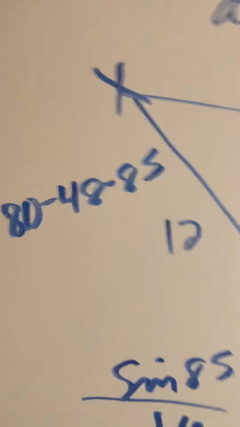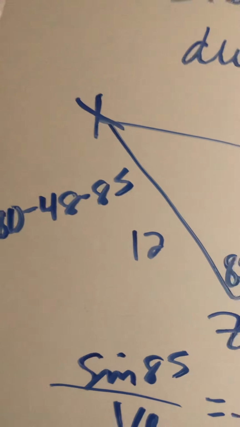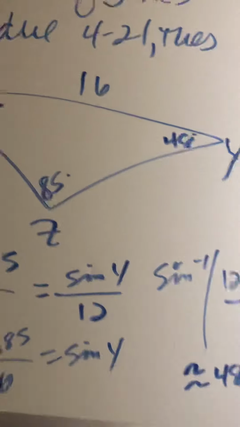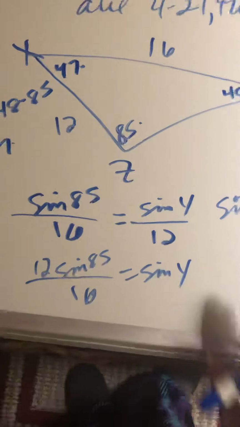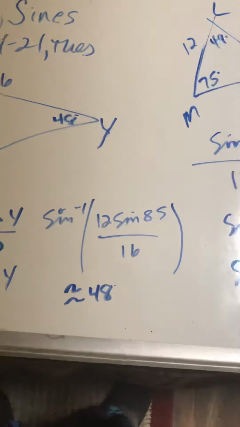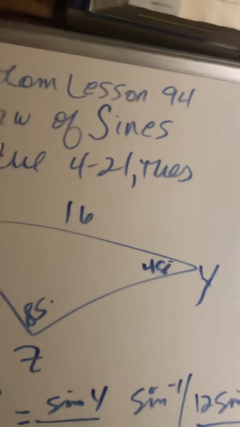Then to find angle X, 180 minus 48 minus 85. So we get 47. So X is 47. Again, I am showing you how to find these angles a little differently than the book, so make sure that you're taking notes and doing what I asked you to do, okay?